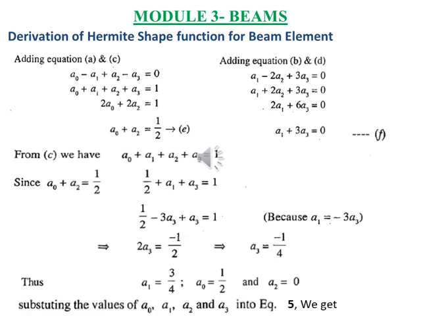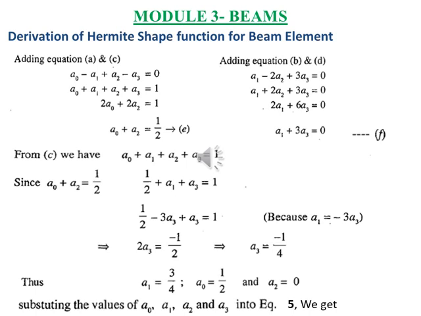So now adding equation A and C, we get A0 minus A1 plus A2 minus A3 is equal to 0 plus A0 plus A1 plus A2 plus A3 is equal to 1. So removing the common terms and adding, we get 2A0 plus 2A2 is equal to 1. Similarly adding equation B and D, that is A1 minus 2A2 plus 3A3 is equal to 0 and A1 plus 2A2 plus 3A3 is equal to 0, we get 2A1 plus 6A3 is equal to 0.